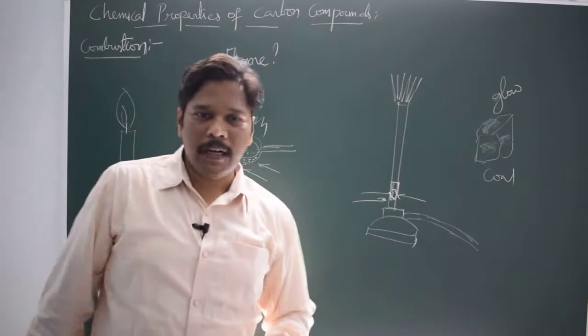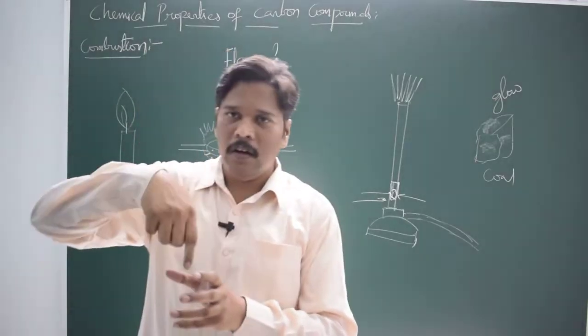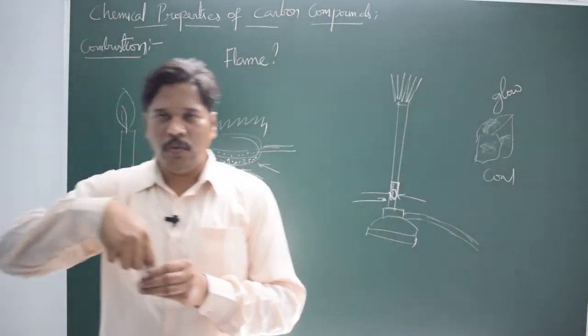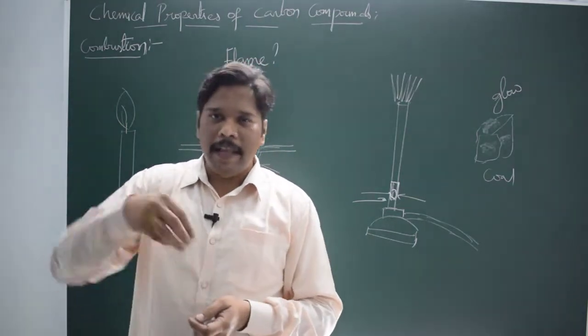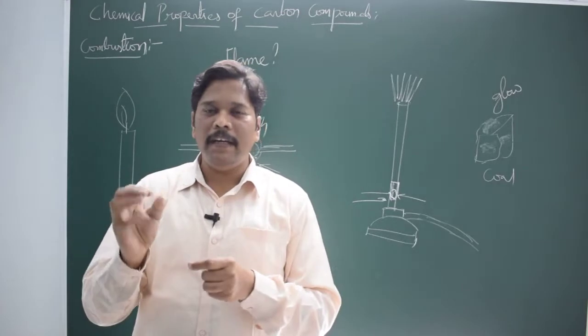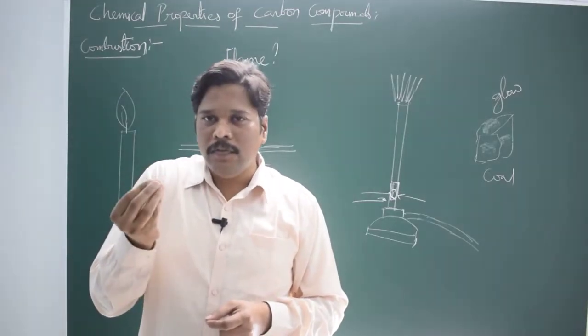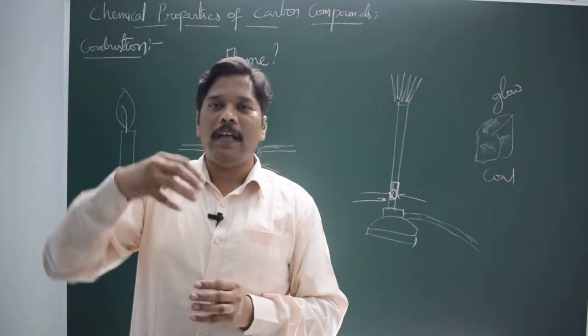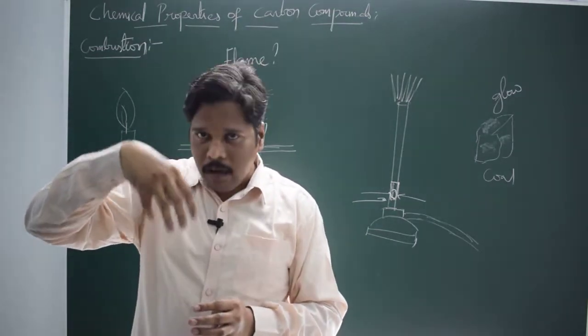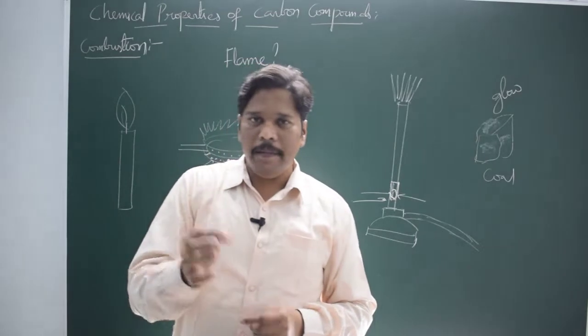The same way for a spirit lamp, you have the wick inside the alcohol, through which the spirit rises up due to capillary action. Then when you light it, the spirit changes from liquid to vapor state at the temperature near the wick. As a result of the burning of vapors, we see the flame.